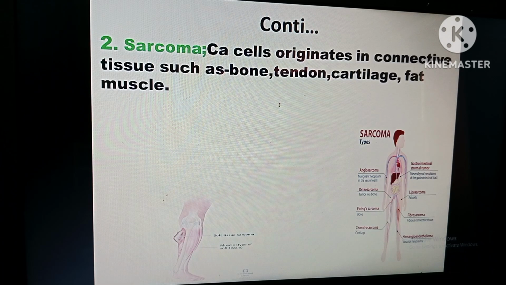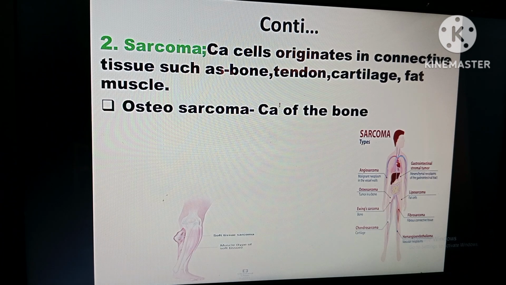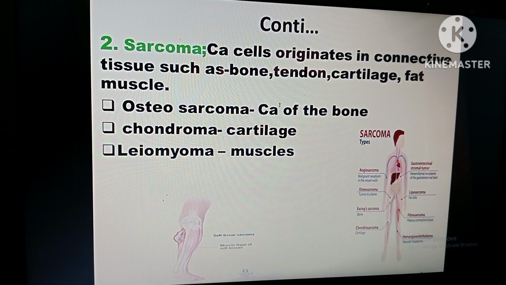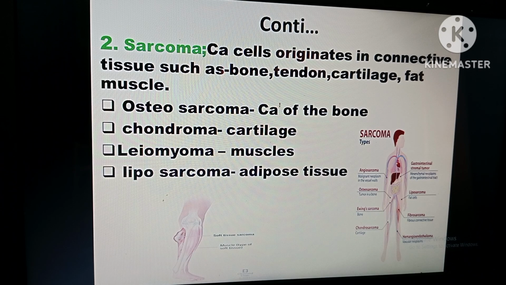Okay, now next let me see sarcoma. Sarcoma means cancer cells originate in connective tissue. What is connective tissue? The tissue which connects one organ to another, that is bone, tendon, cartilage, fat, muscles. Osteosarcoma means cancer of the bone. Chondrosarcoma means cartilage. Leiomyosarcoma means the cancer begins from the muscles. Liposarcoma means the cancer cell begins from the adipose tissue. You can have a look at the picture here.